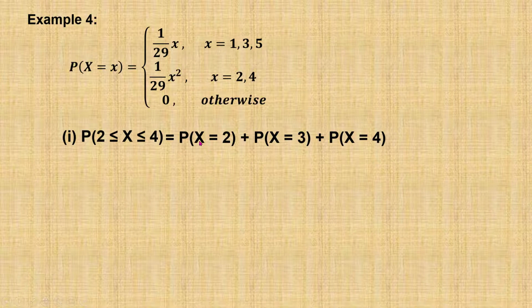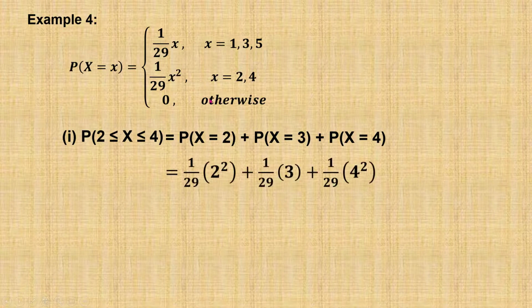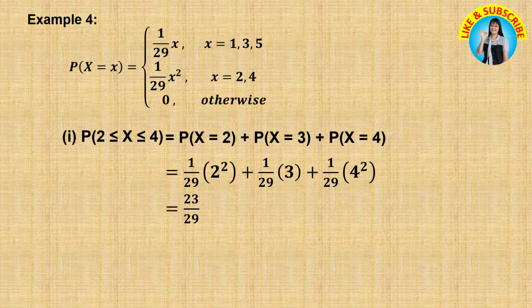So the probability when x is equal to 2 is 1 over 29 times 2 power 2. The probability when x is equal to 3 is 1 over 29 times 3. The probability of x equals 4 is equal to 1 over 29 times 4 power 2. So the value is equal to 23 over 29.